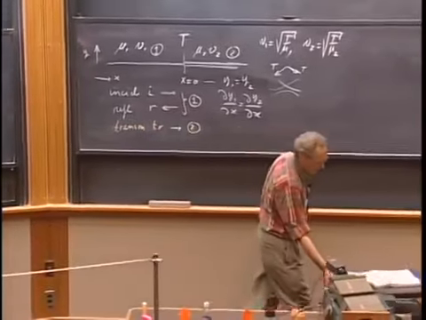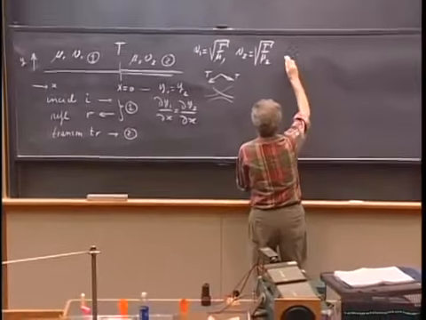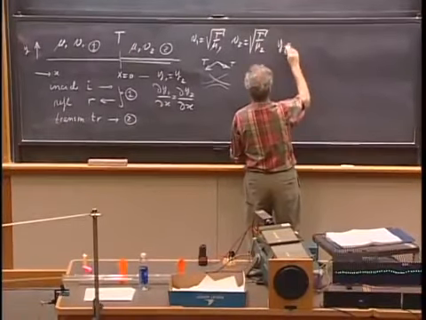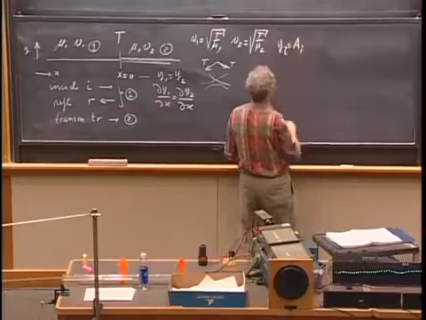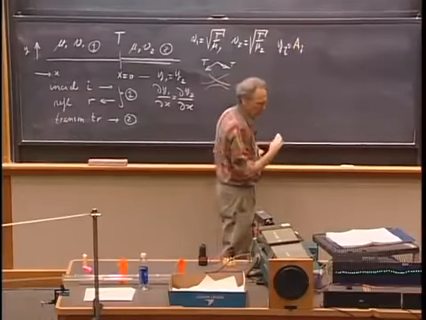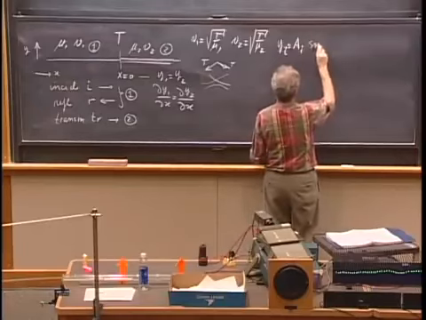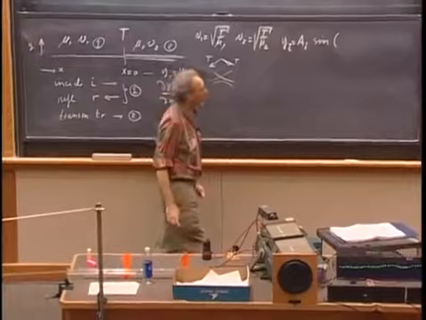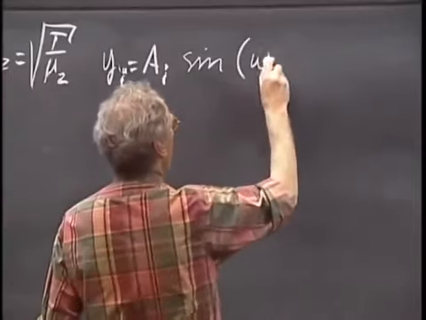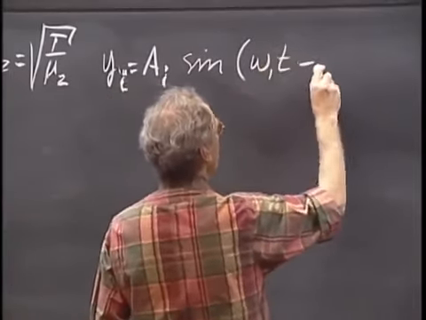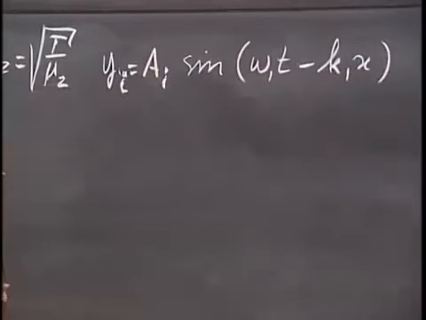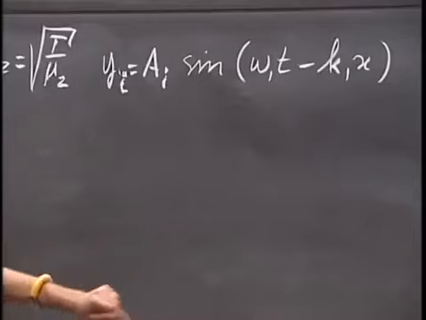The incident wave comes from the left. So y1, y_I, that's incident, has some amplitude A_I, the amplitude of the incident one, times the sine, and I'm going to write this as omega 1 t minus k1 x. That's clearly a traveling wave that moves in the plus direction, because the signs are different.